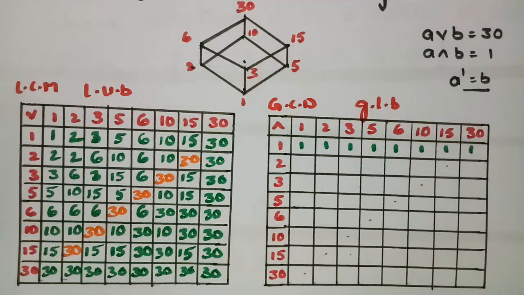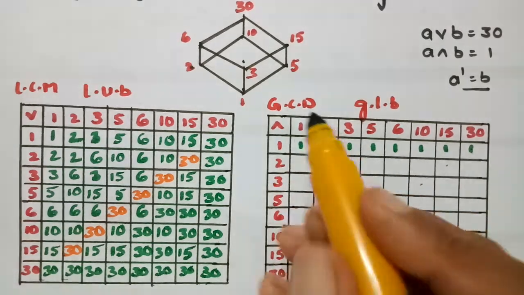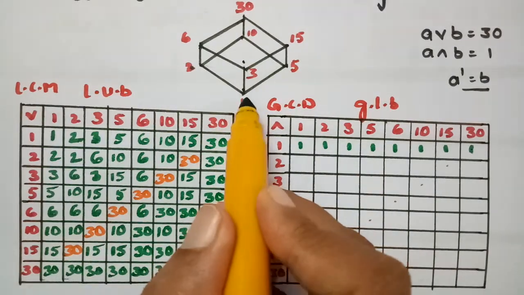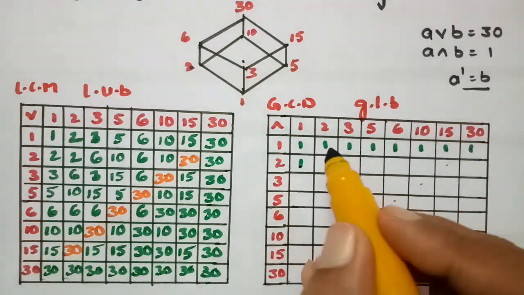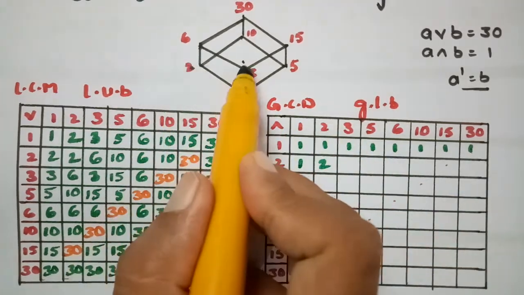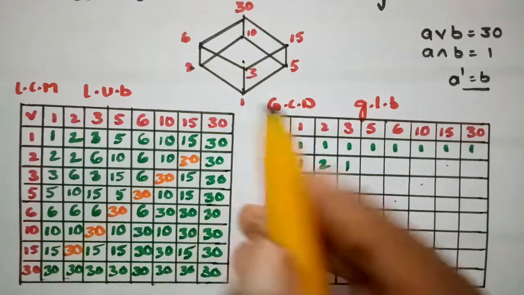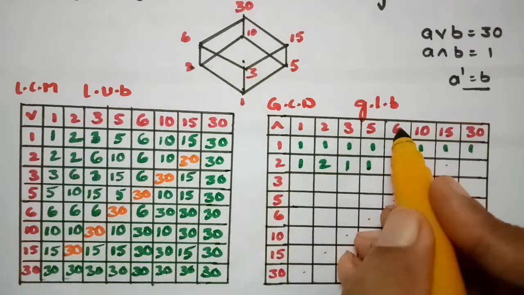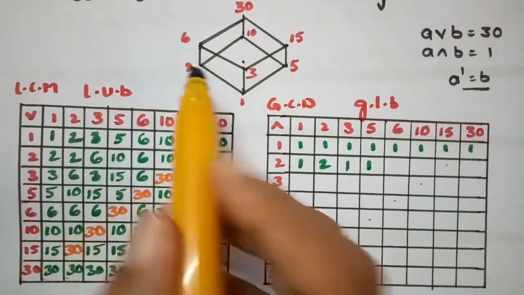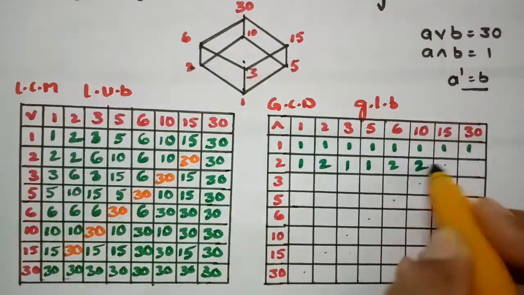So here, the next thing is 2 and 1. If you see 2 and 1, the lower bound here is 1, and among 2 and 2 the lower bound is 2, among 2 and 3 the lower bound here is 1, among 2 and 5 the lower bound here is 1, 2 and 6, the lower bound here is 2. Among 2 and 10, 2 is the lower bound.